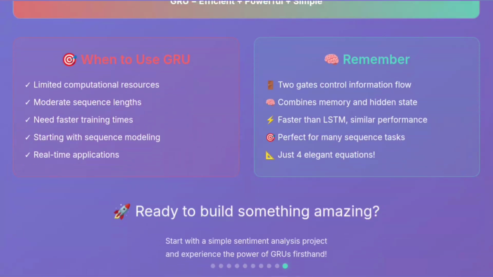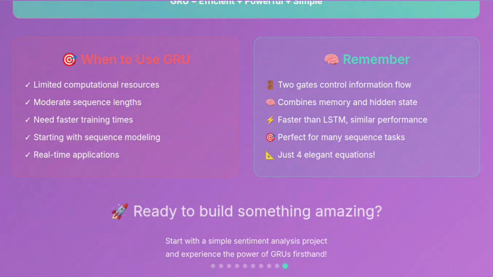Key takeaways? Use GRUs when you need efficient sequence modeling, have limited computational resources, or are working with moderately long sequences. Your homework? Try implementing a GRU for your own sequence modeling task. Start simple, maybe predict the next word in a sentence or classify text sentiment.